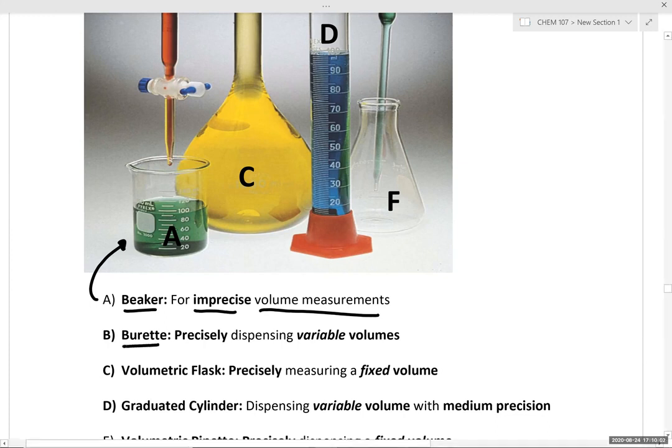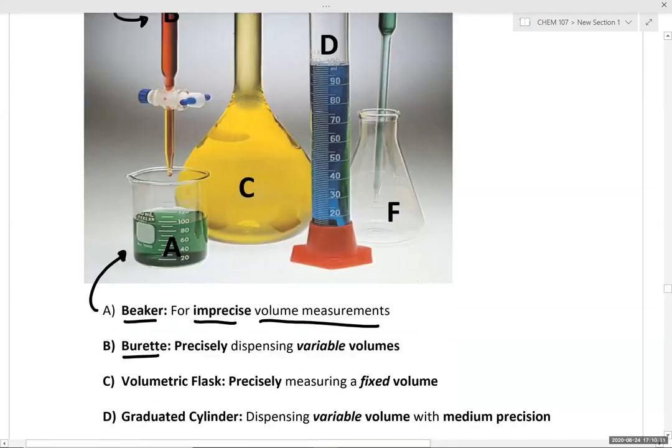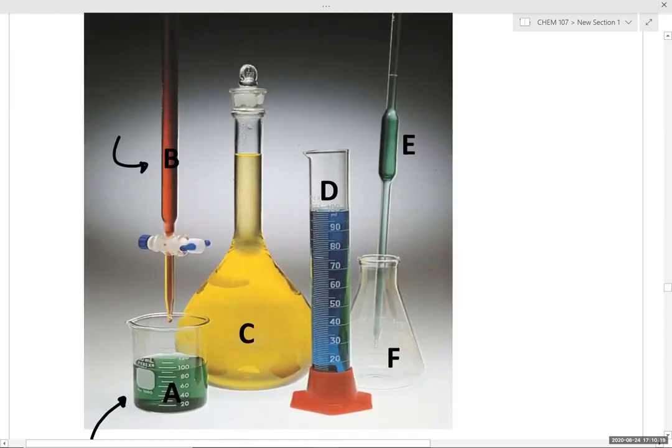Option B is a buret, shown here with the letter B. A buret has a very specific purpose. It's used for precisely dispensing a variable amount. Option C in yellow is known as a volumetric flask. It has one graduated mark, and this graduated mark represents a precise volume.